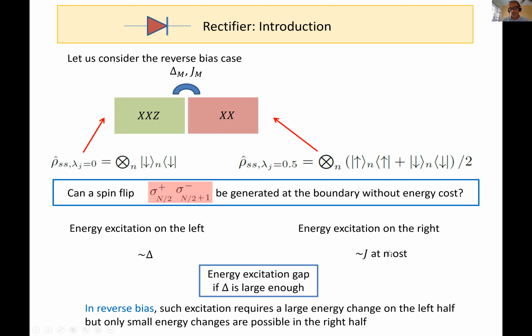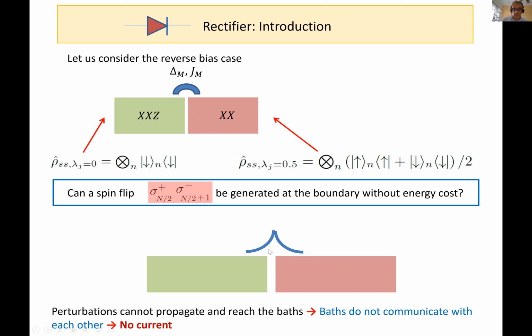On the right-hand side are of the order of J. So if delta is large enough, and in particular if it's larger than 1 possible for 2J, then there is a gap that forms and the excitation will be gapped, and hence it will be exponentially localized. If it's exponentially localized, it cannot propagate and reach the buffs, and so there will be no current.